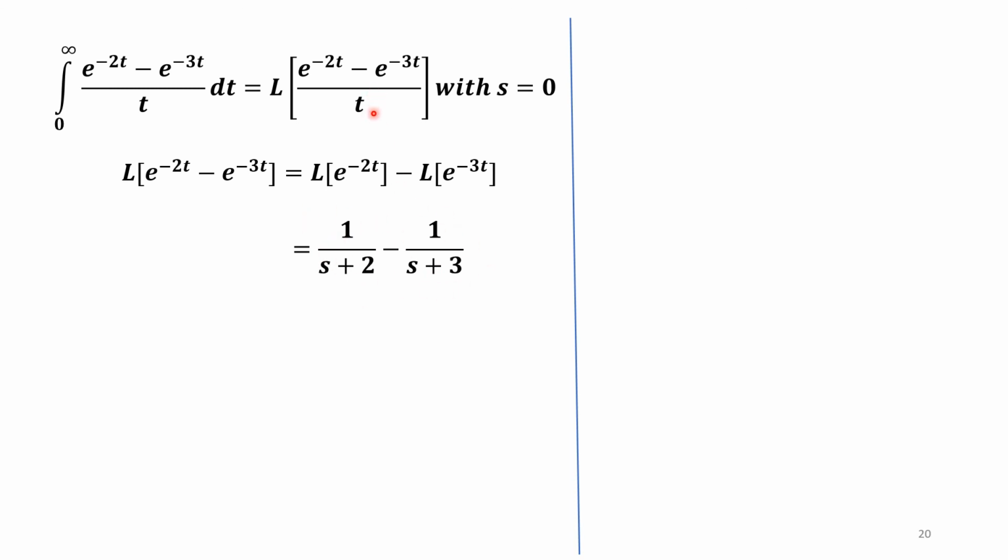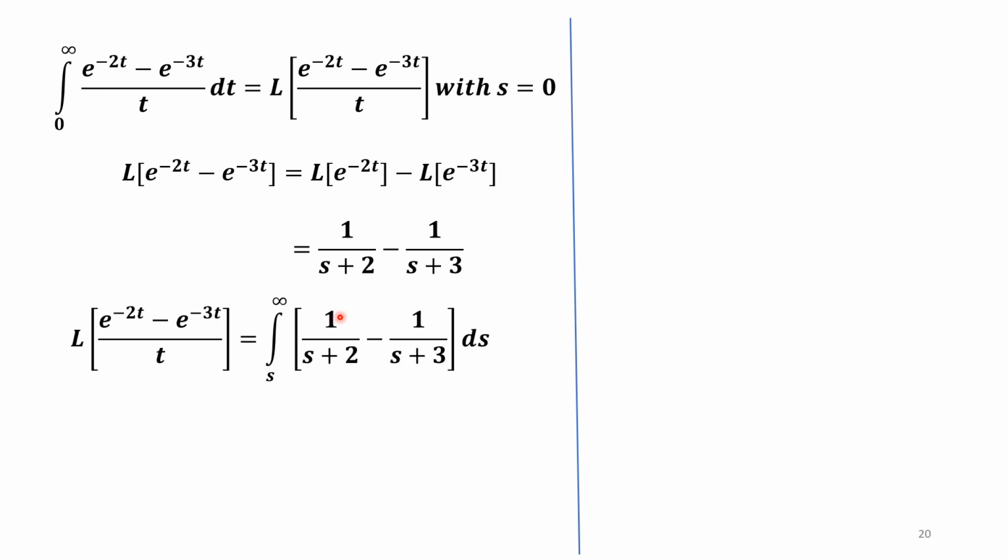Now since we have division by t, this answer has to be integrated with respect to s between the limits s and infinity. So integration of this answer between the limits s and infinity. Now this is 1 upon s plus 2. This is of the form f dash of x upon fx. This will become log of s plus 2 minus log of s plus 3, because the derivative of s plus 2 is 1, s plus 3 is also equal to 1. So we can write this integration as log of s plus 2 and here log of s plus 3.